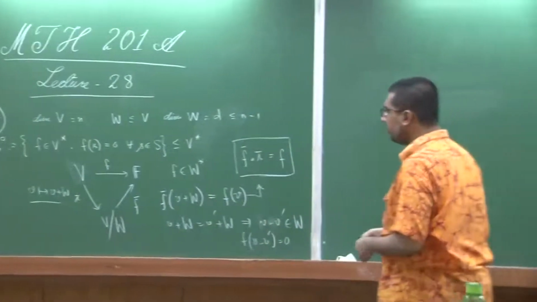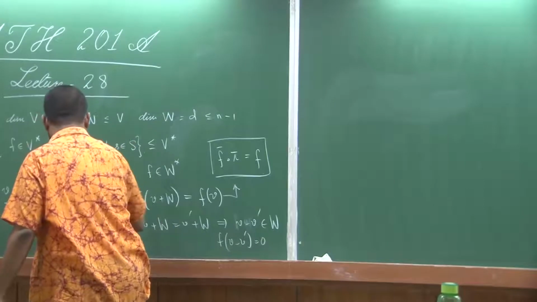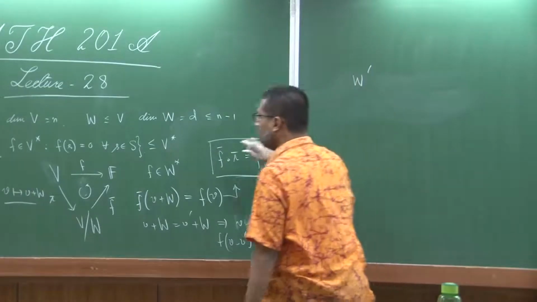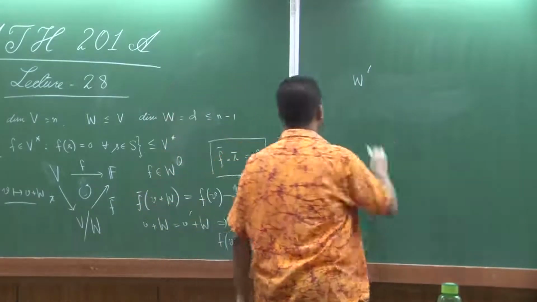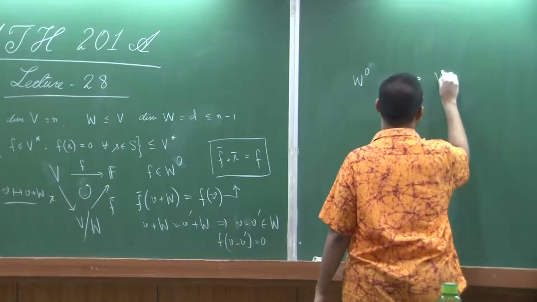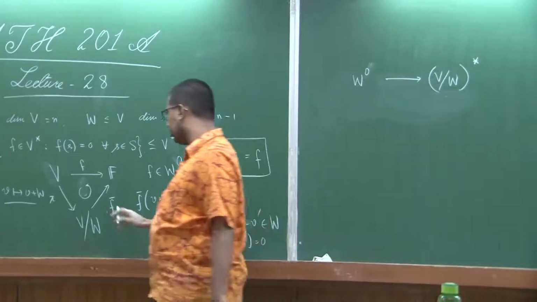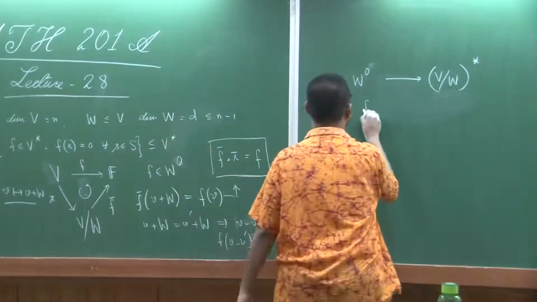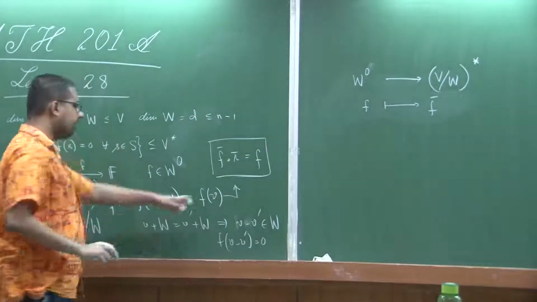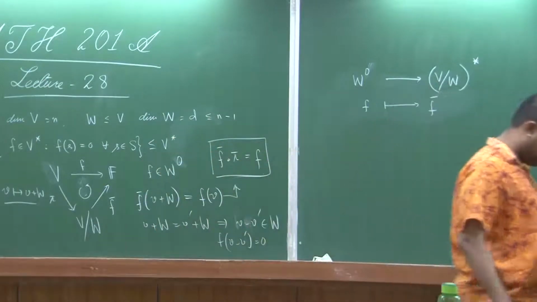Anyway, let us come back to this situation. So, what we have is the following: on one hand we have W star, what is W star? No, this is W naught. On one hand we have W naught. On the other hand we have (V quotient W) star, the dual of V quotient W. What we have done is, starting with f, we have sent it to the corresponding f bar. Try to see that f bar is linear. So, this makes sense.